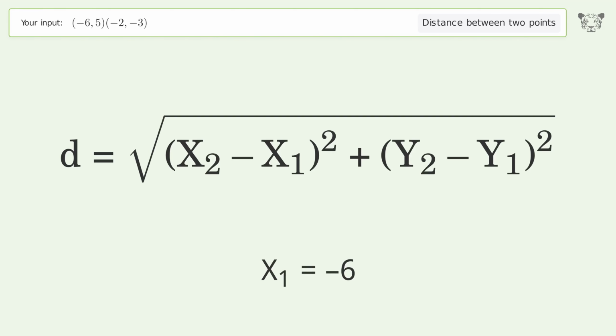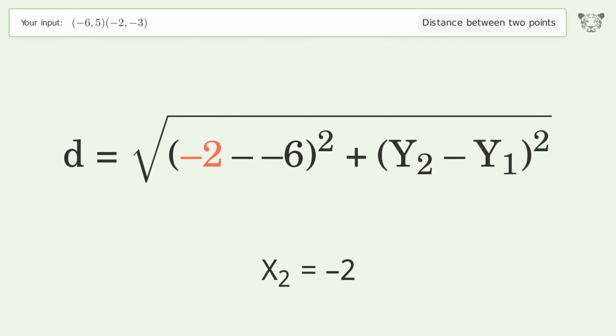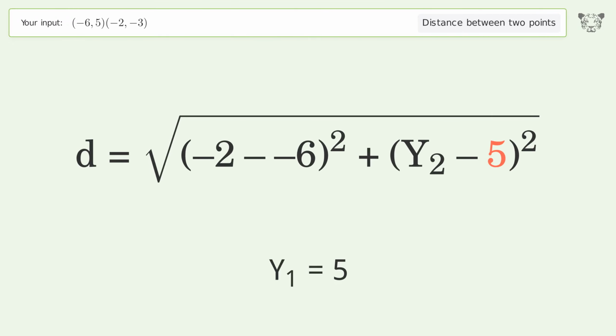x1 equals -6. x2 equals -2. y1 equals 5. y2 equals -3.